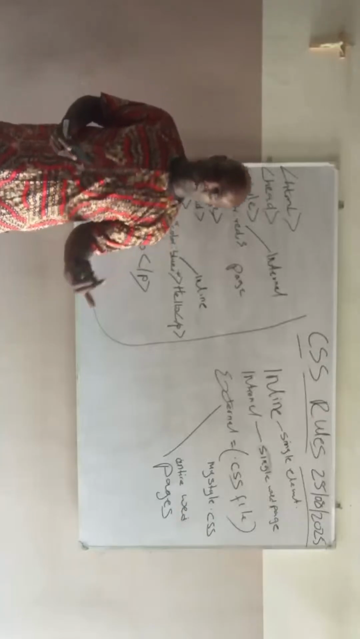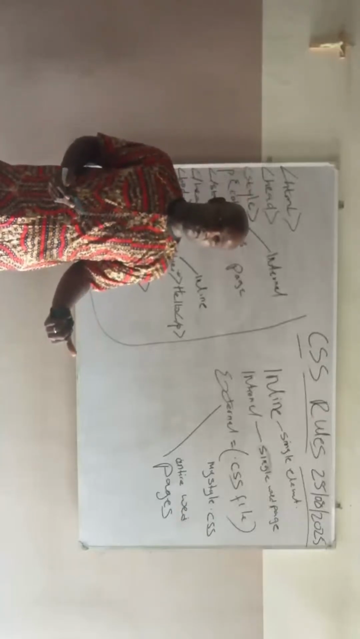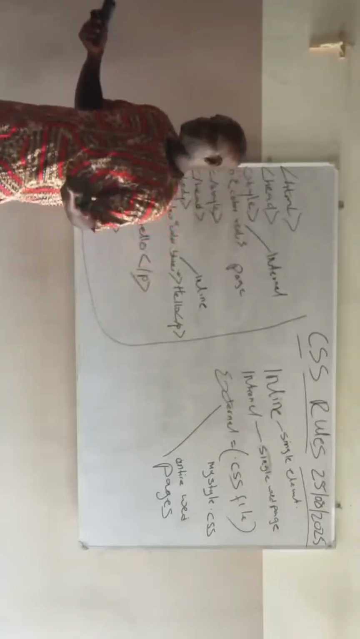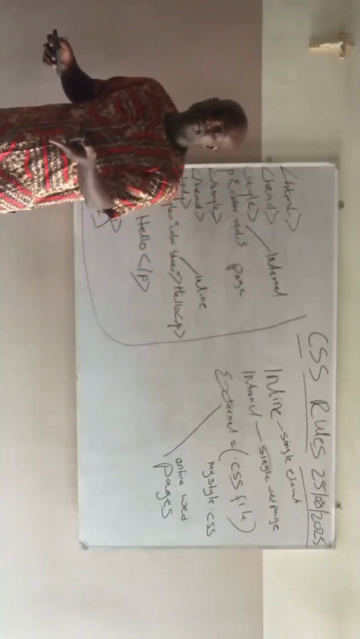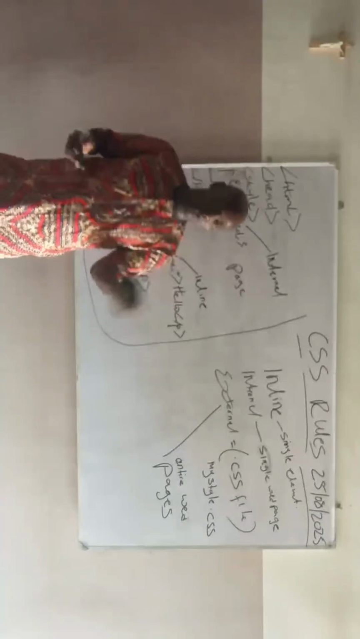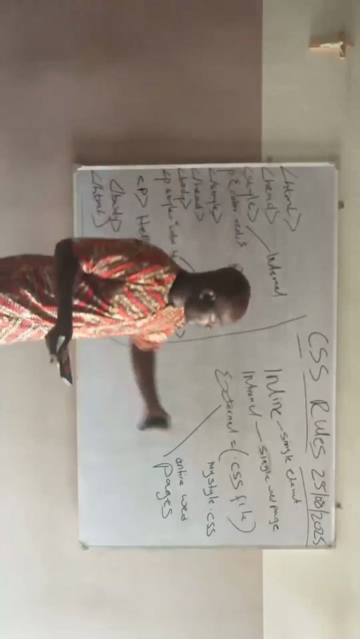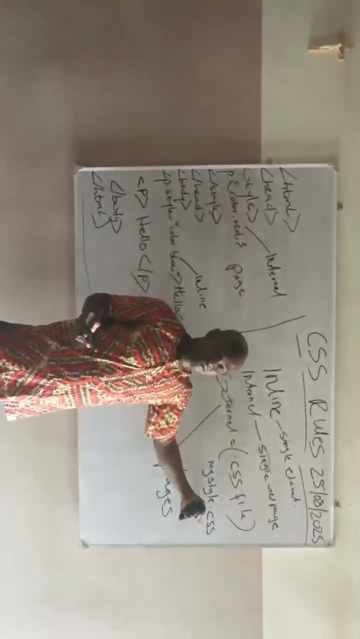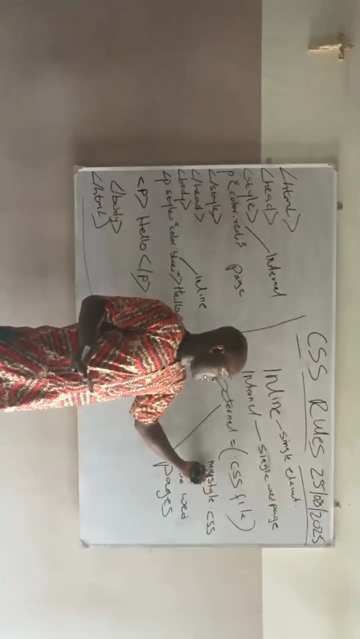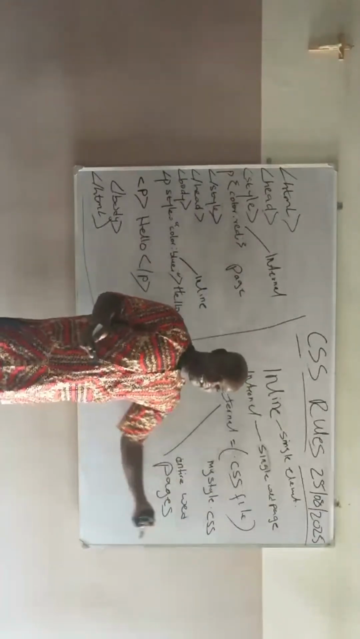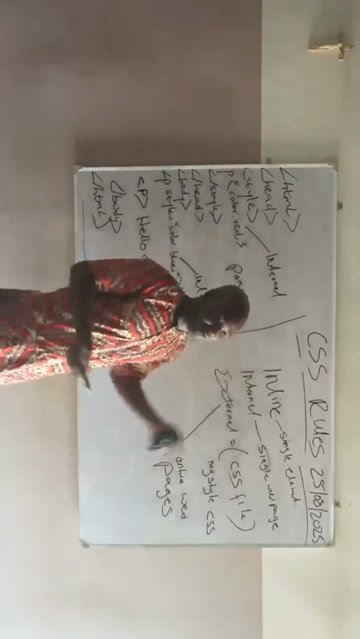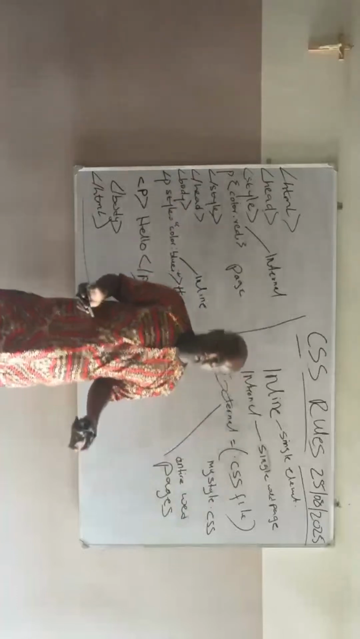Because it's a structured language, the person should also understand the principle. So by merely looking at the name, you should know what you're talking about. That's why I'm using my style dot CSS. Or you can use style dot CSS, or my website style dot CSS.